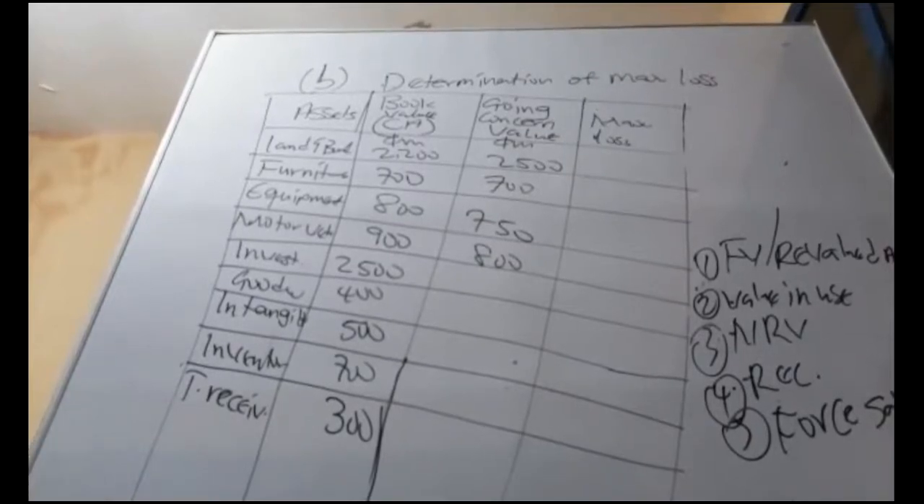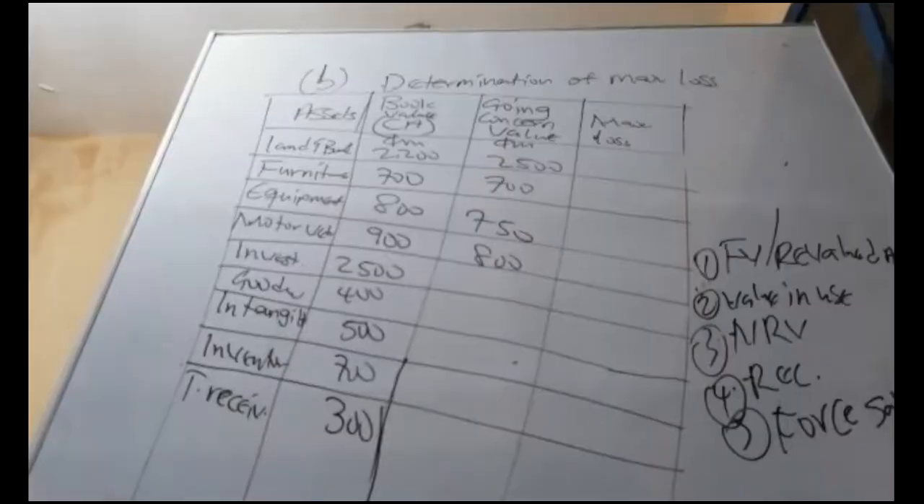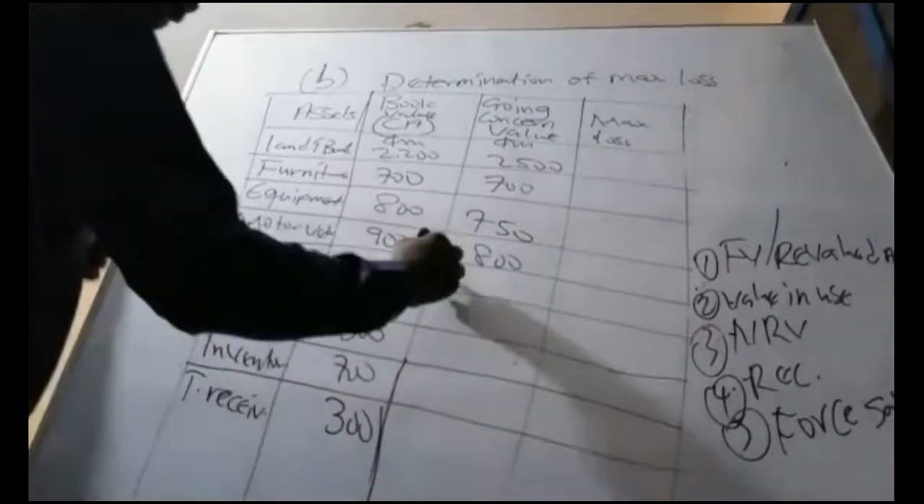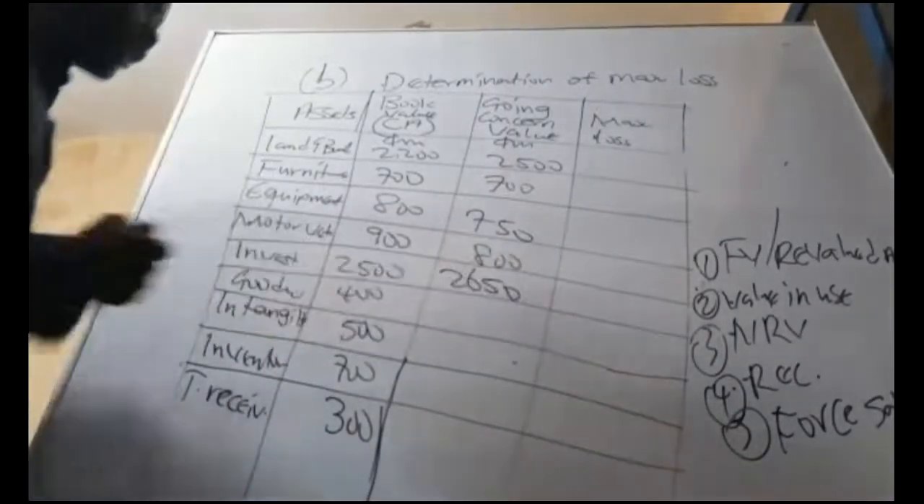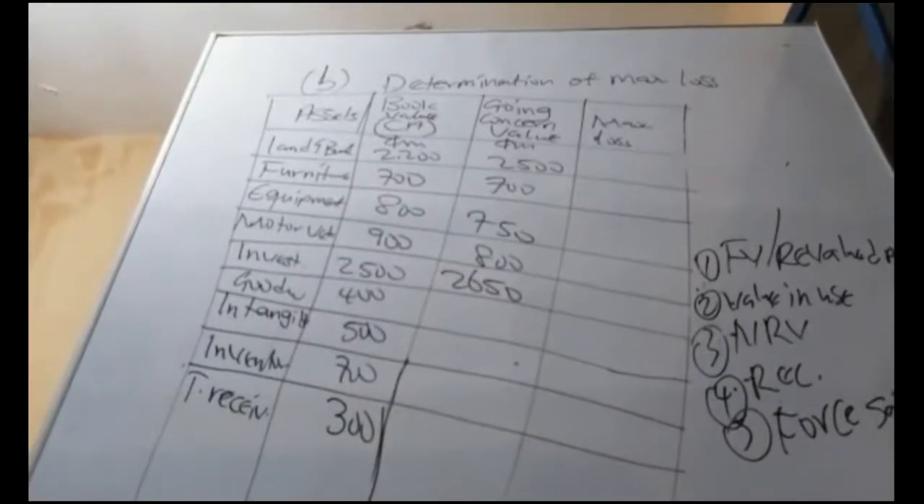Good. Now let's move on. Investment property of the company has a fair value of 2,650 million. So let's go and put it down. 2,650 million. Good work, John.